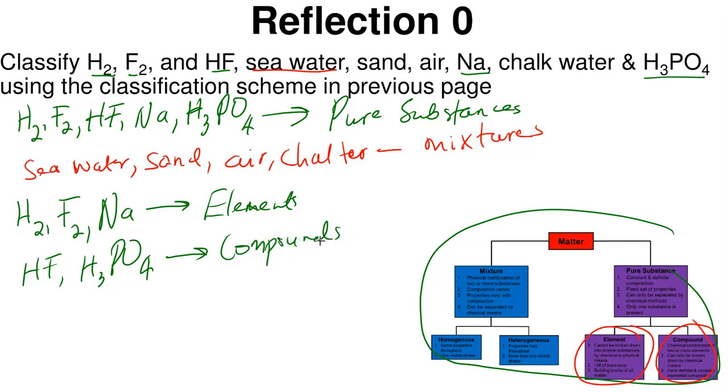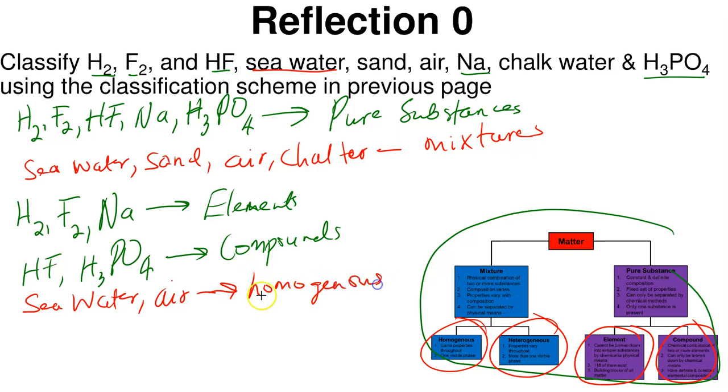Now what about the other ones? What about our mixtures? Of course, we can break down our mixtures into homogeneous and heterogeneous. Let's start with the homogeneous. Homogeneous, of course, will be seawater. Seawater is very homogeneous. You can barely see any difference in anything. Air itself will be homogeneous. We've isolated both seawater and air, but the rest, which is chalk water and sand, are heterogeneous.